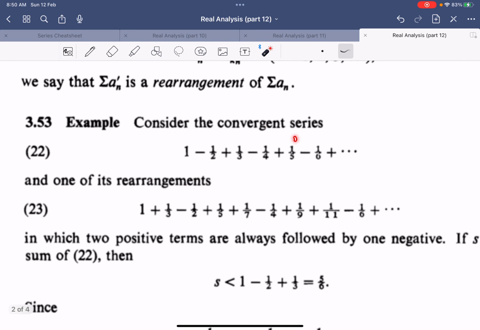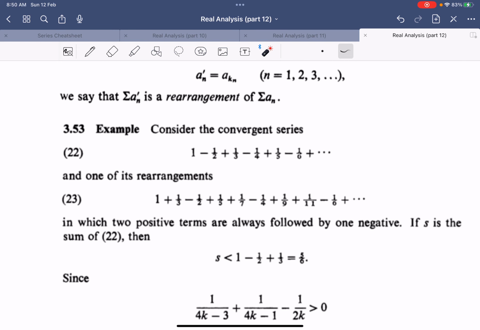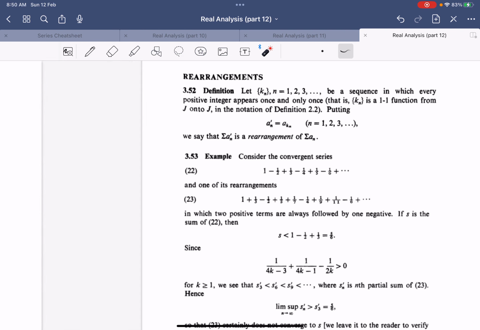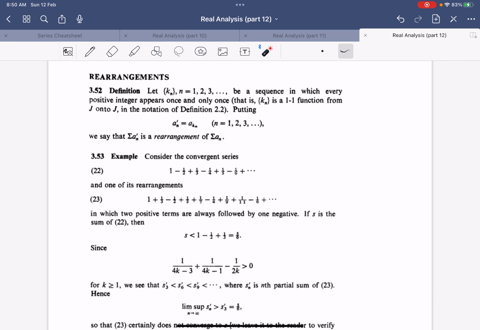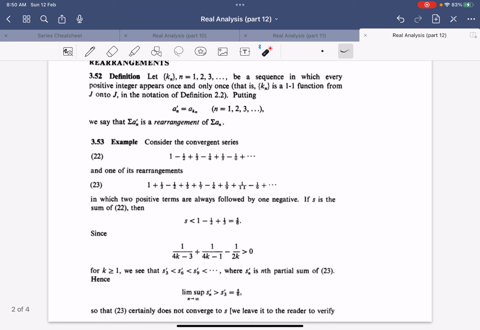So you can take this converging series and then rearrange it in such a fashion. Now you can see the top series, the limit will always be less than or equal to 5 over 6. But for the bottom, you can already show that the lim sup will be greater than 5 over 6. So there's no way the bottom will converge to 5 over 6. And so this means that we are unsure whether this rearrangement is convergent or not.